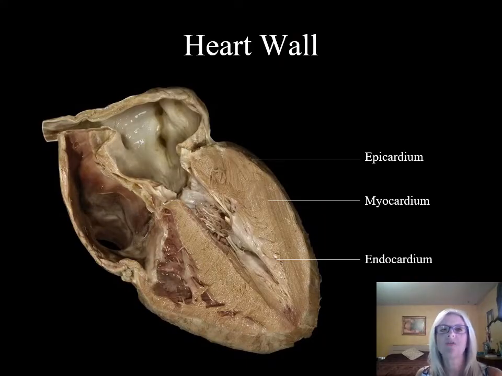Just another good visual here. You can see the three layers here. We have the outer epicardium, epi meaning above, myo middle, and endocardium as well. Epicardium is going to protect the heart by reducing friction. It is made of a serous membrane, connective tissue, and some epithelium.